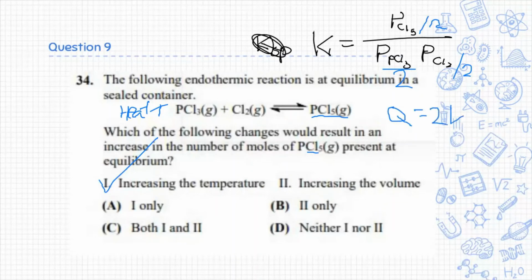2K. So Q is greater than K, that means increasing the volume pushes it past equilibrium. You would need to go back towards the reactants, right? You need to shift left to fix that. Increasing the concentration of PCl5, so 2 would not work. Answer is A.